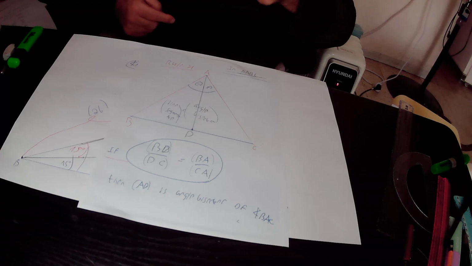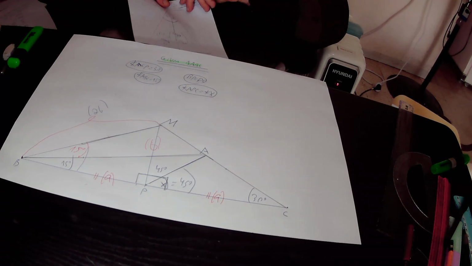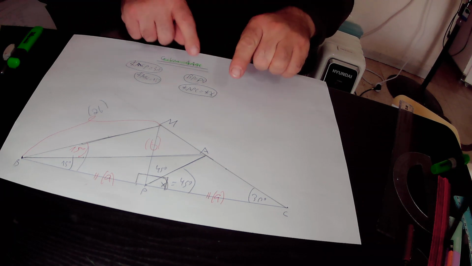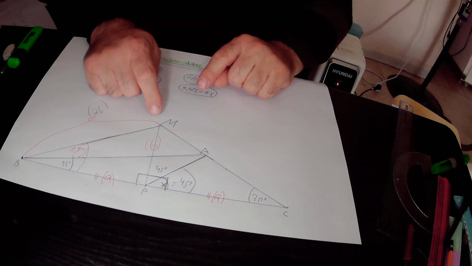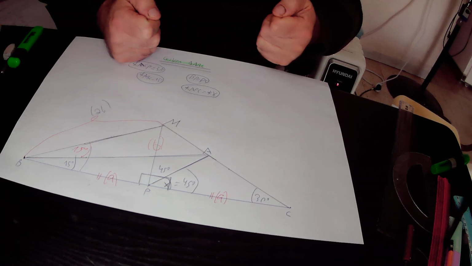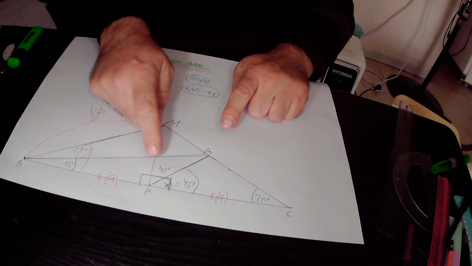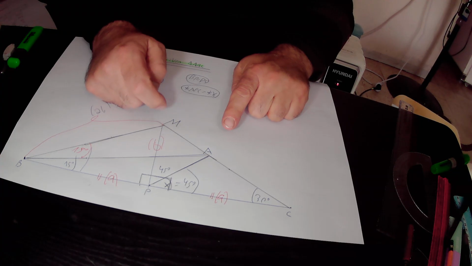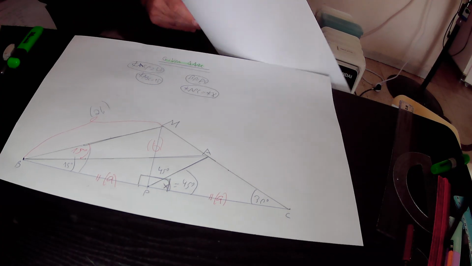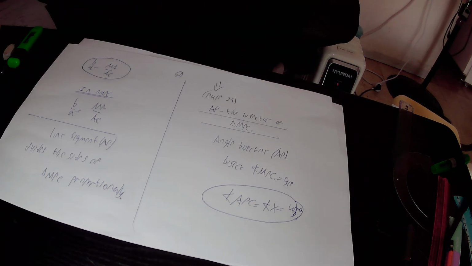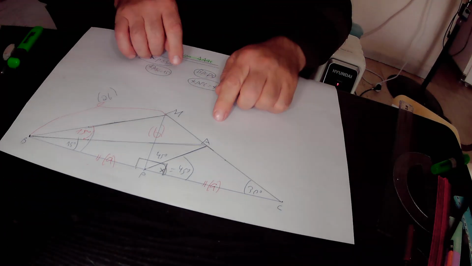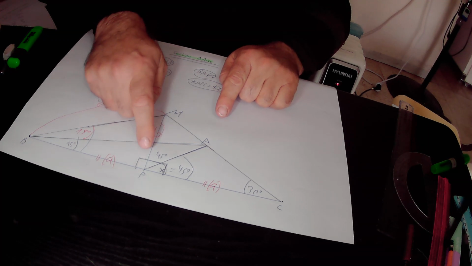So we can actually implement Rule 21 in our drawing. In our drawing, AP divides the sides of this right triangle MPC proportionally. That is to say, B over A equals to MA over AC. And therefore, according to Rule 21, AP must be the angle bisector of triangle MPC. That is to say, AP divides angle MPC into two halves.